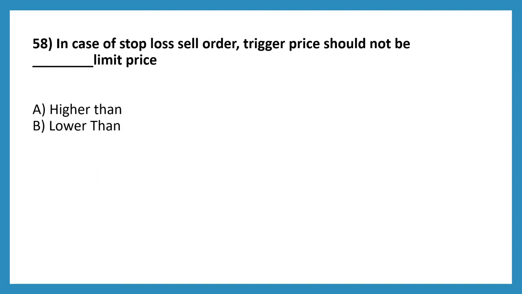Next question. In case of a stop loss sell order, the trigger price should not be dash limit price. Option A, higher than, or option B, lower than. The correct answer is option B, lower than.